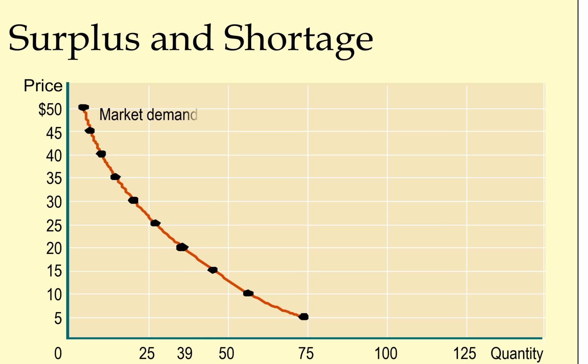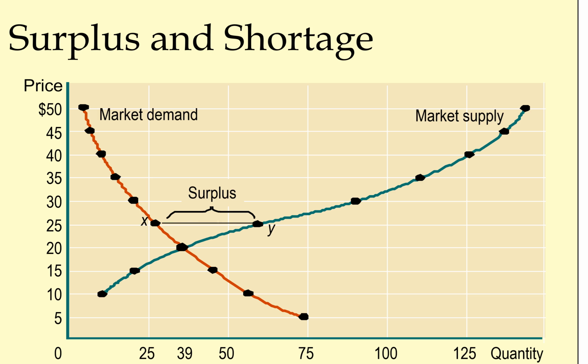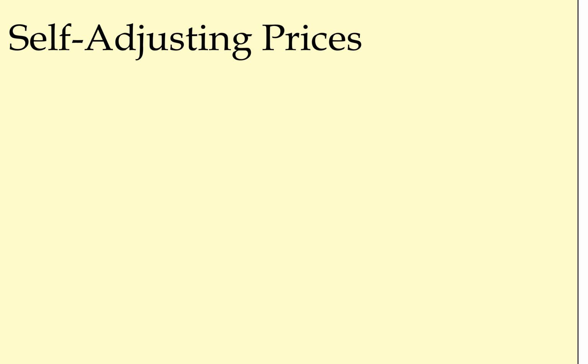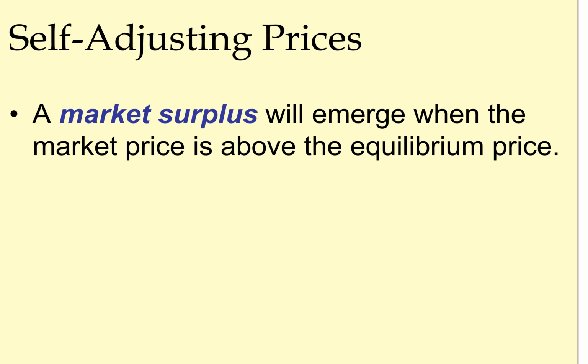Now, when price is above equilibrium, you have a surplus. In other words, any price above 20, you're going to have a surplus. At any price below 20, you're going to have a shortage. So in other words, any price other than 20, you have allocative inefficiency.